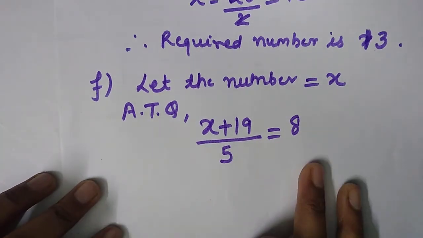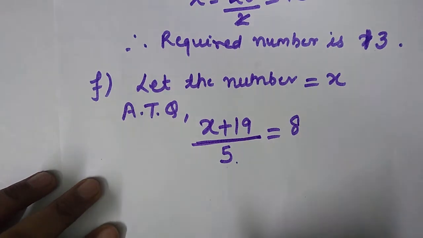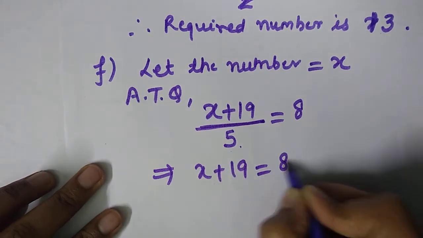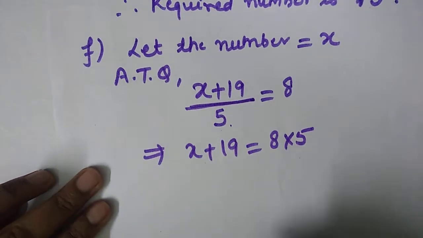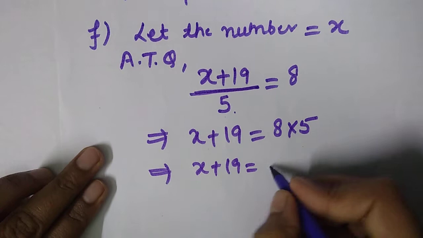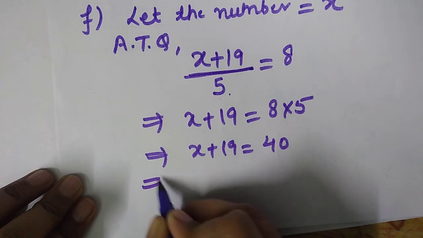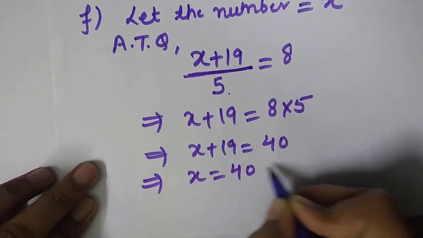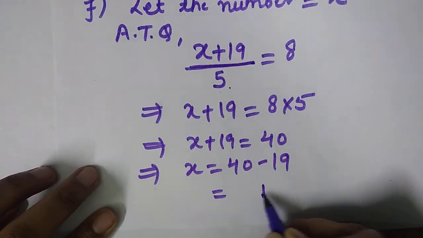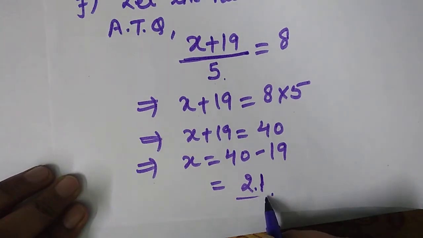Now we need to solve it. Now this is in divide, so if I change its side, it will be in multiply. So x plus 19 equals 8 into 5. Now x plus 19 is equal to 8 fives are 40. Now I need to find the value of x. So x is equal to 40 minus 19, and this is 21. So this is the number she thinks of.